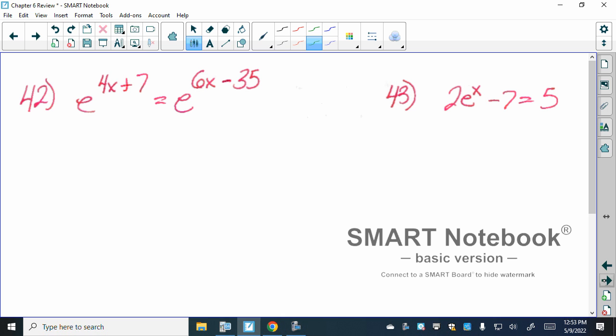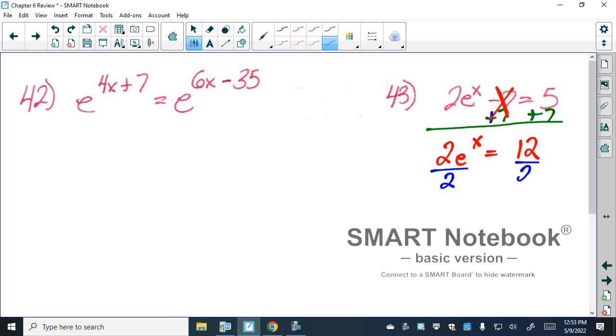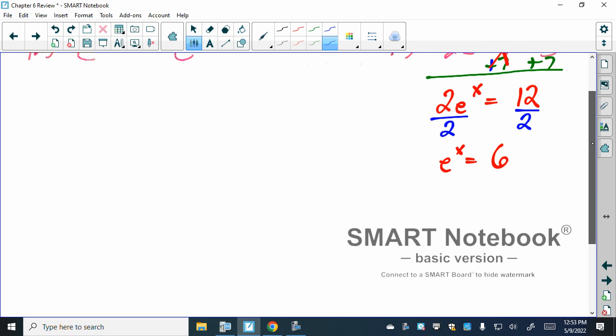So with this one here, we need to start off by getting e by itself first. And the first thing we can do to get e by itself is to add 7 to both sides. Because negative 7 plus 7 is 0, telling us that 2e to the x is equal to 12. Now e is not by itself, so the next thing we need to do is divide both sides by 2, telling us e to the x is equal to 6. After adding 7 and dividing by 2, we do get e by itself.